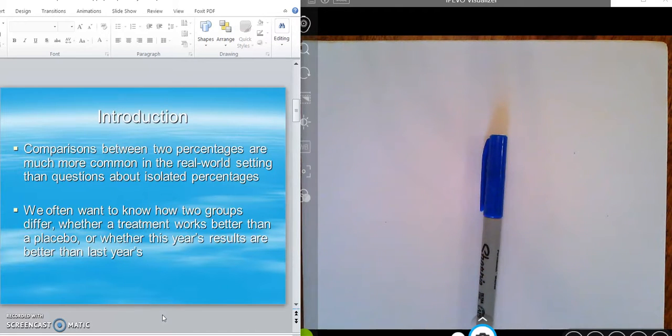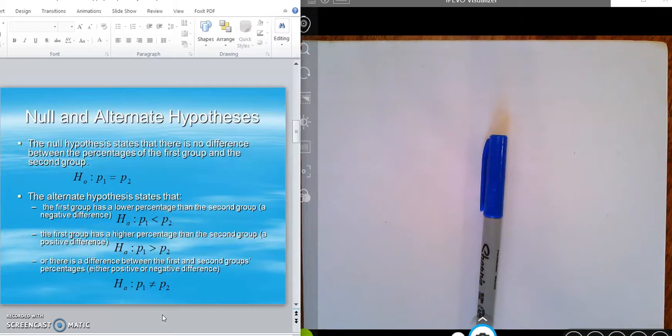So it says comparisons between two percentages are much more common in the real world setting than questions about isolated percentages, which is what we've done so far. We often want to know how two groups differ, whether a treatment works better than a placebo or whether this year's results are better than last year's, things like that.